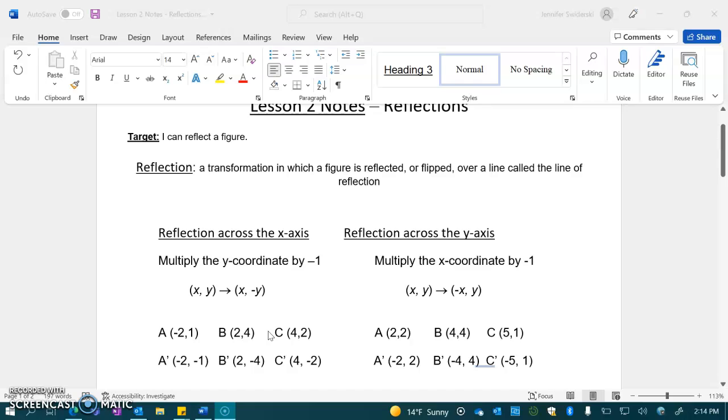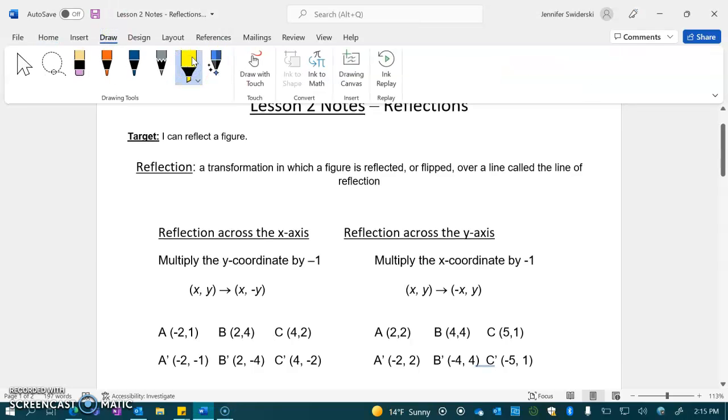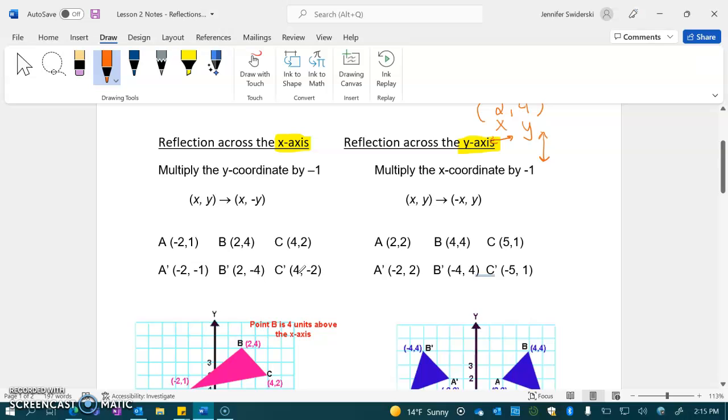So it says a reflection is a transformation in which a figure is reflected or flipped over a line called the line of reflection. So we can have two situations: either our image or our object is going to flip across the x-axis or across the y-axis. As a reminder, if I were to give you the ordered pair 2, 4, 2 is my x and 4 is my y, right? The x is always how many you go left or right, and the y is how many you go up or down. Down here it says multiply the y coordinate by -1 if we're trying to reflect across the x. So here you're going to see it's kind of opposite, right? If we're trying to reflect across our x-axis, we're going to multiply the y by -1.